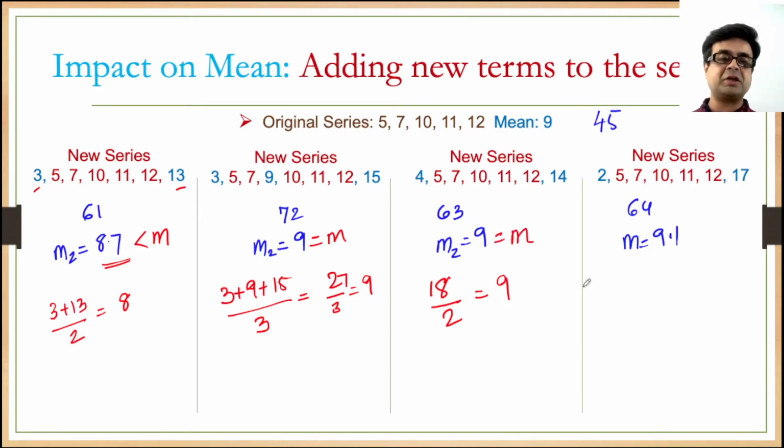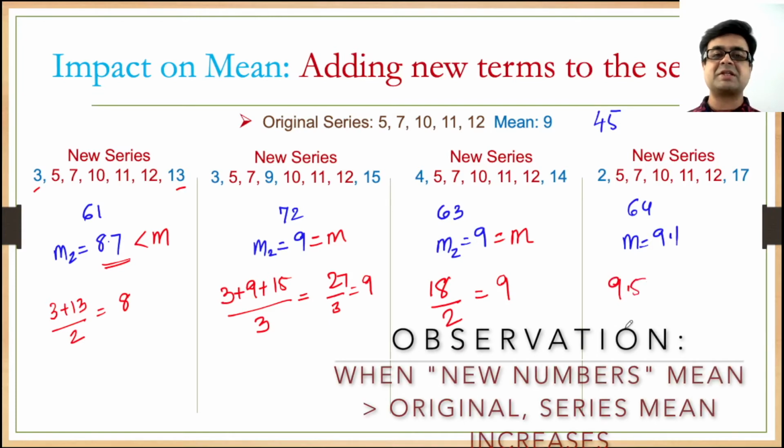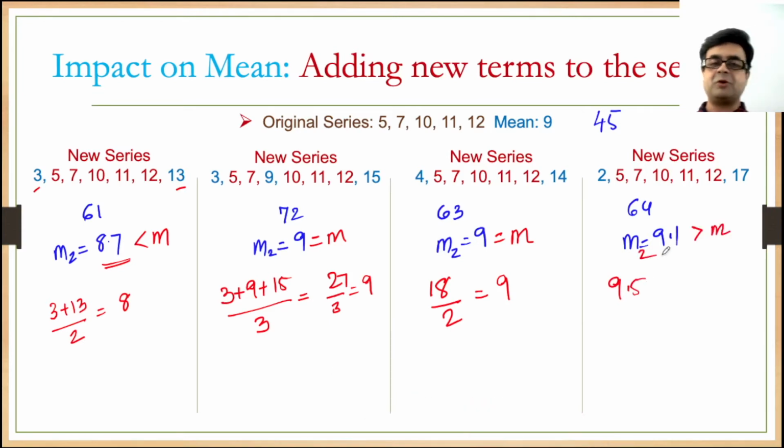In this particular case, the new numbers that I am adding are 2 and 17. So the mean of those numbers is 9.5, which is greater than my mean. My new mean M2 is greater than my original mean. So a couple of things here. I hope you understand the pattern now. You have to calculate the average or mean of the new numbers that are added to the series, compare it with the original mean, and figure out if the mean is going to increase or decrease.